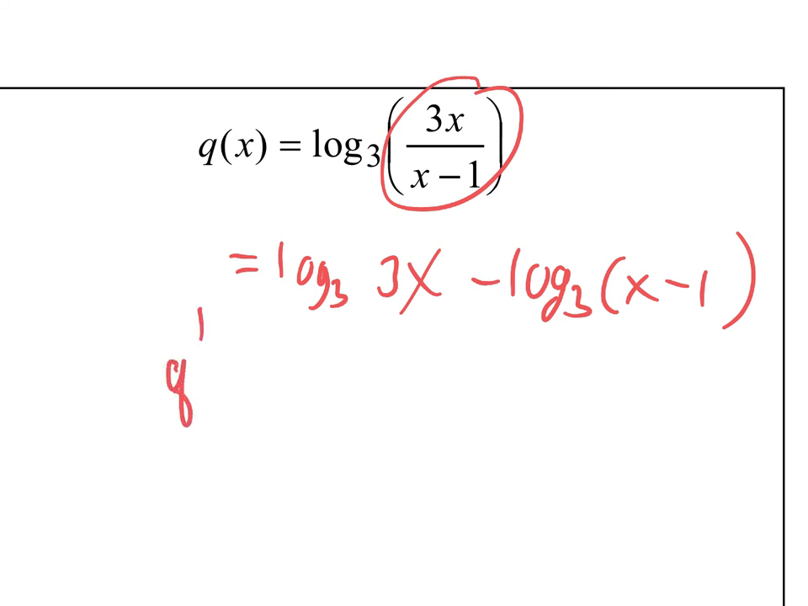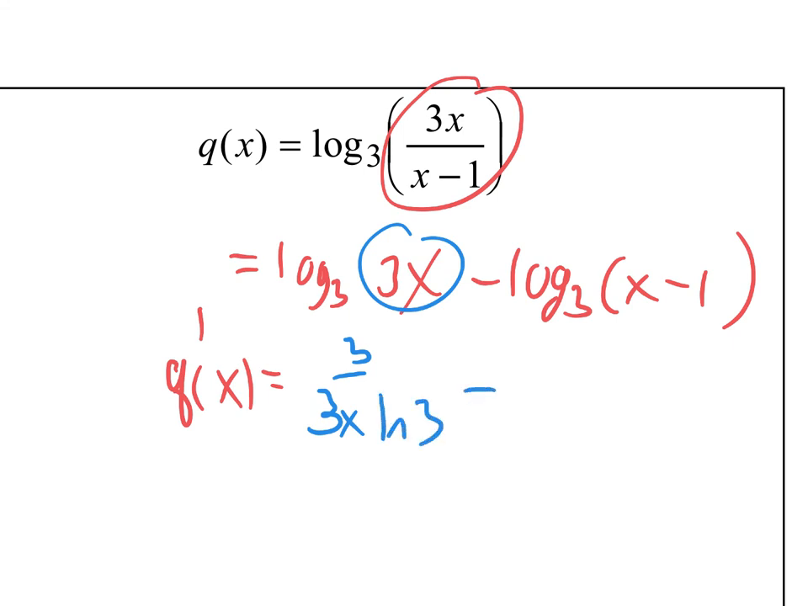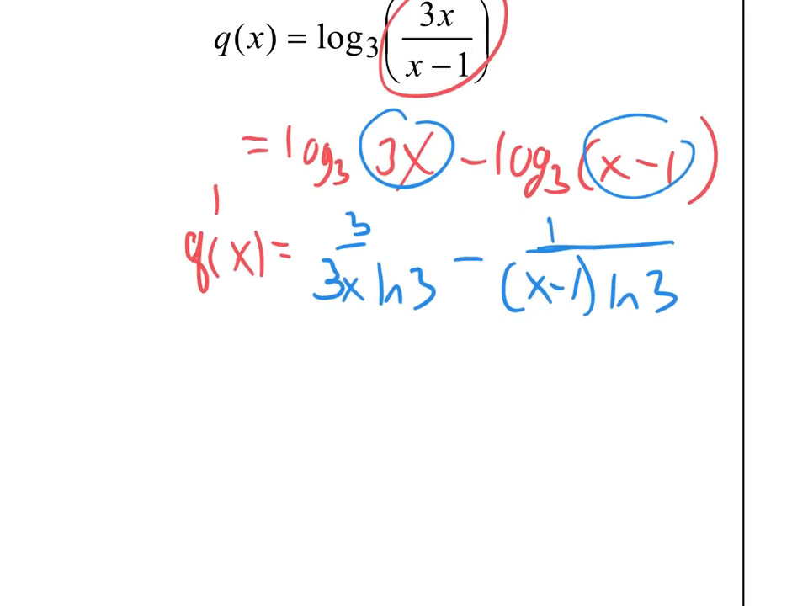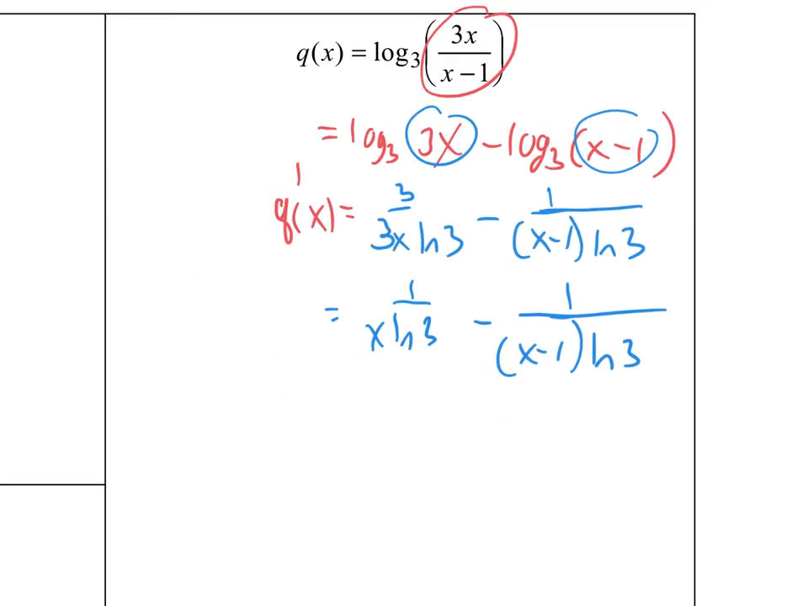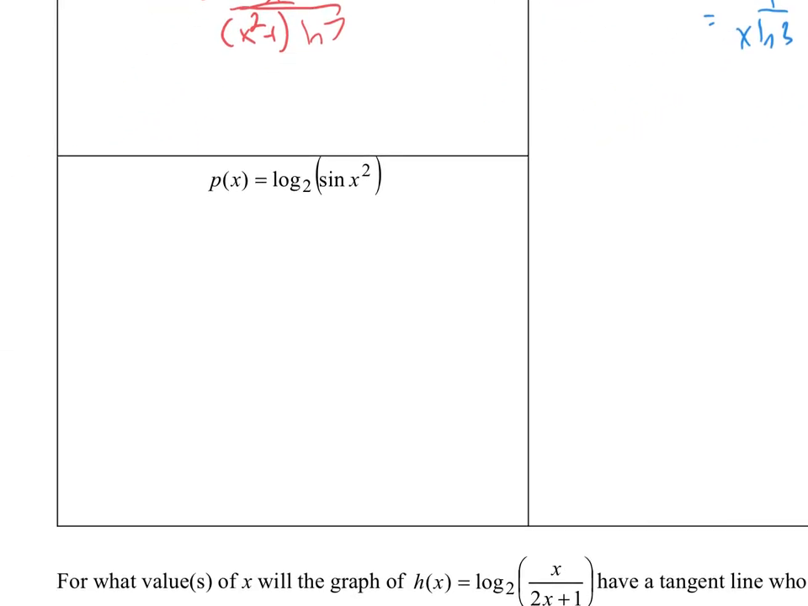Left to right, q prime of x will be du over u, 3 over 3x, natural log of 3, minus du over u for this piece, 1 over x minus 1, natural log of 3. What cancels? The 3's. 1 over x ln of 3 minus 1 over x minus 1 ln of 3. That may not be exactly the same look as the answer you're going to get, because I have two fractions. I would have to convert that into one fraction, and I guess it probably will give you the same answer. Prove me right or prove me wrong for your extra credit, okay? I'm not going to want to do that with groups. All right.